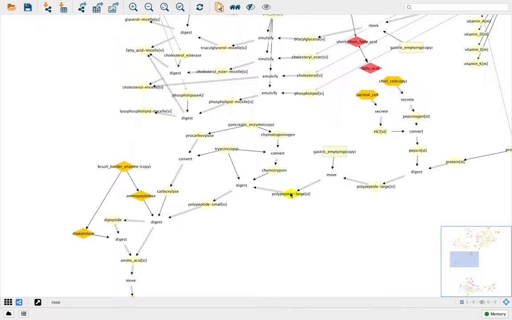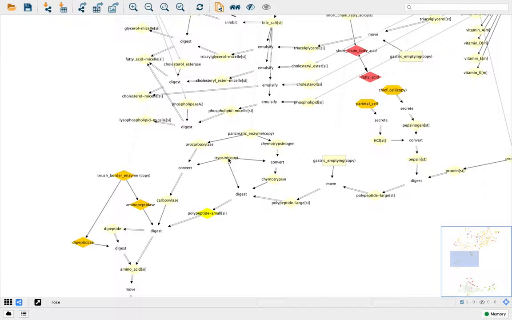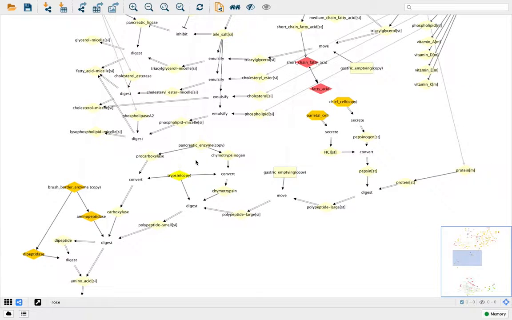And this large size polypeptide will be digested into small size polypeptide. This is done by trypsin and chymotrypsin, the enzymes secreted by the pancreas. But the pancreas does not secrete these enzymes in an active form. Pancreas always secretes the enzyme as a zymogen to prevent its own digestion.